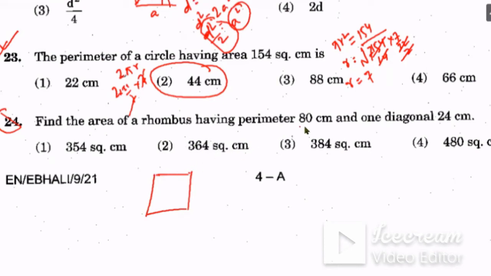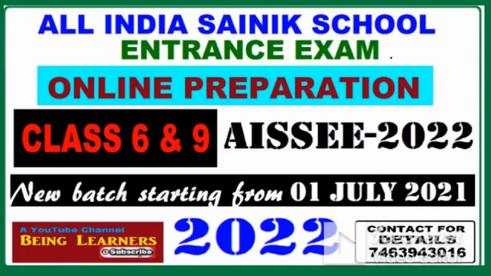So you can divide it by 4. 80 divided by 4, that is 20. So this is 20, this is 20, this is 20, this is 20, and the diagonal is 24. Suppose one diagonal is 24. If you remember, you can directly use the formula for the area of the rhombus.